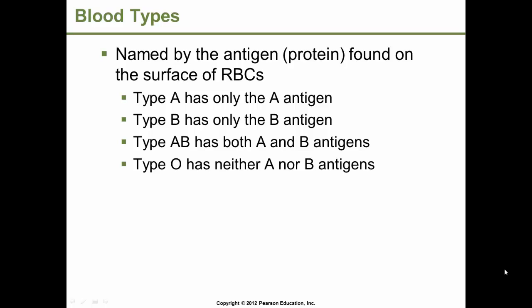Blood types are named by the antigen, or the protein, found on the surface of red blood cells. Type A has only the A antigen, type B has only the B antigen, type AB blood has both A and B, and type O has neither A nor B on its surface.